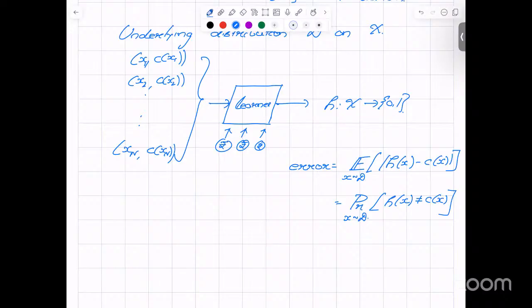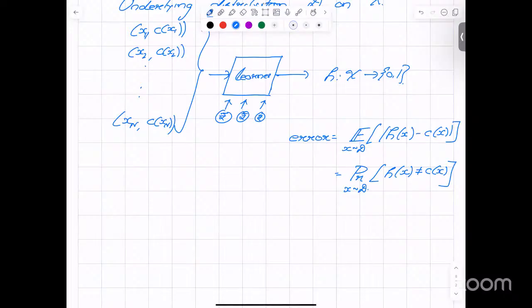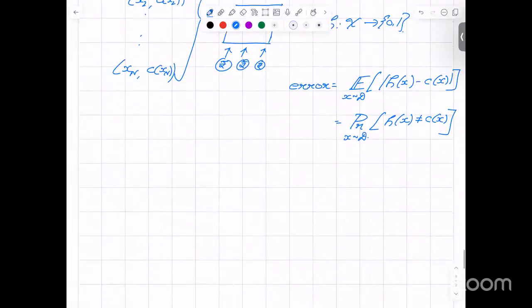So we have to define the model. You follow the definition of what's called the probably approximately correct, the PAC model.